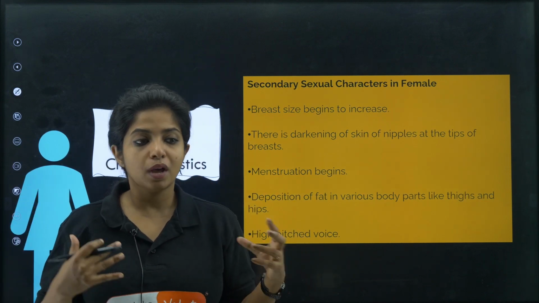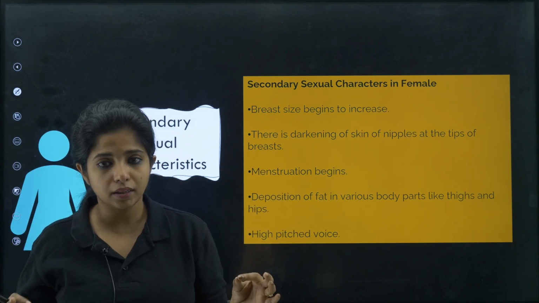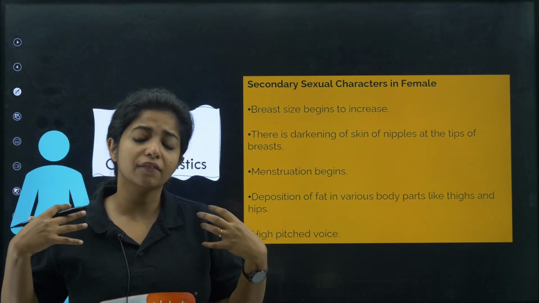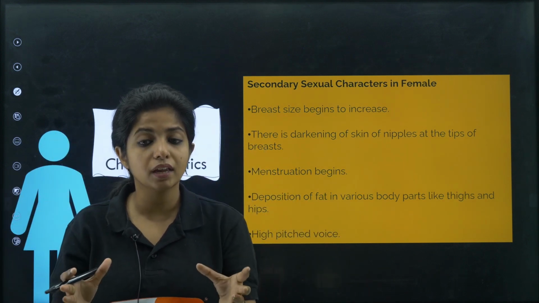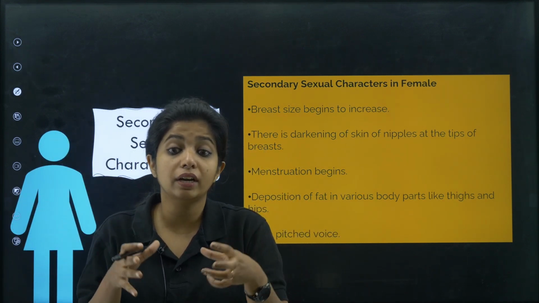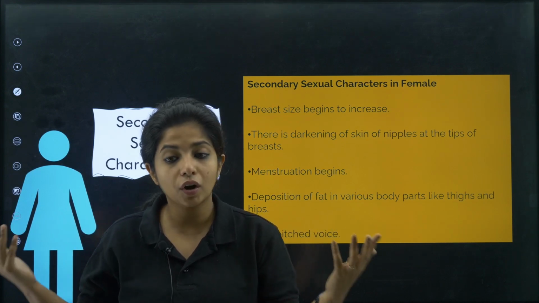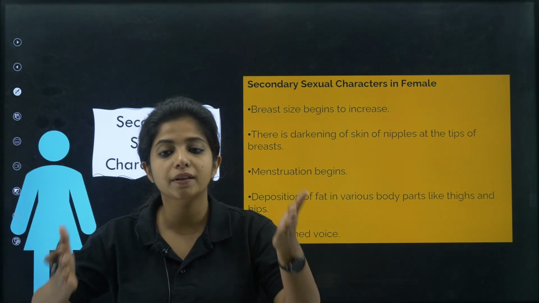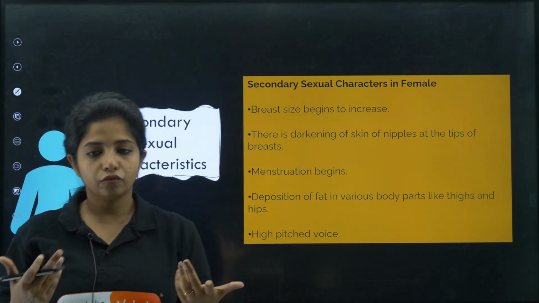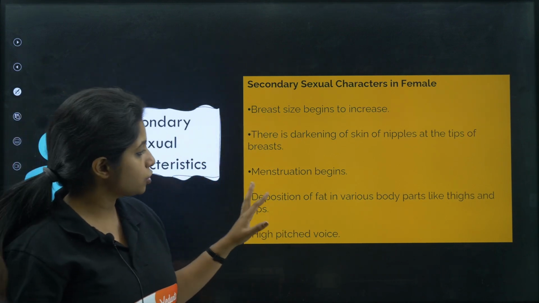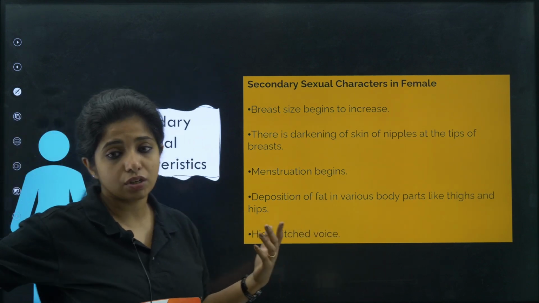So every time there is one ovum being released every single month in the case of females, which is why every time the uterus thinks that okay, fertilization might happen, I have to make a thick lining over there, which could provide nourishment if fertilization has happened. But what happens? We are all children, we know, we are not of age, so fertilization would not be happening. The uterus is going to shed that particular layer which it has formed. That is menstruation. Now deposition of fat is also found in various areas like thighs and hips, and there is high pitched voice in the case of females.